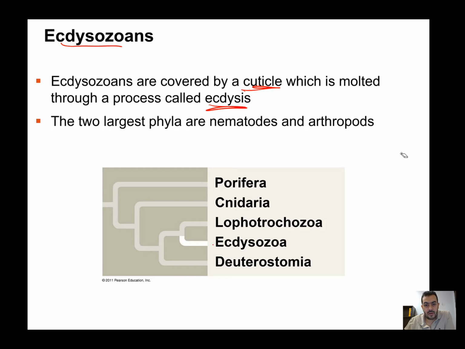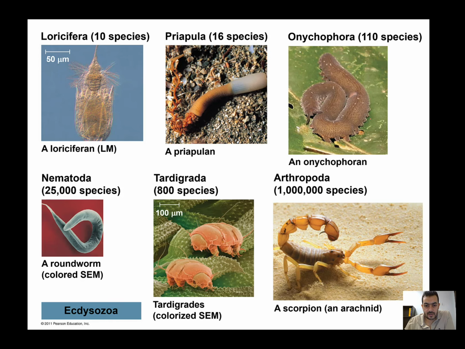The Ecdysozoa are also bilateral animals, and the two largest phyla within the Ecdysozoa are the nematodes and the arthropods. If we move on to this slide, you will see that there are different phyla, but the biggest ones in terms of the number of species would be the nematodes and the arthropods.